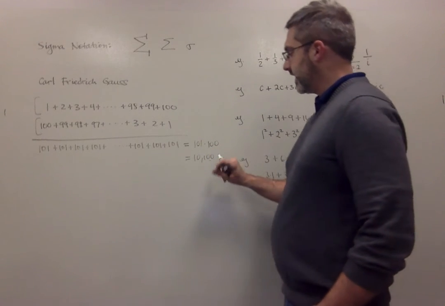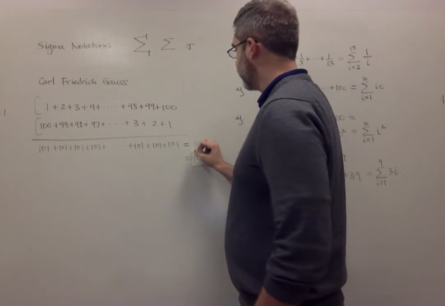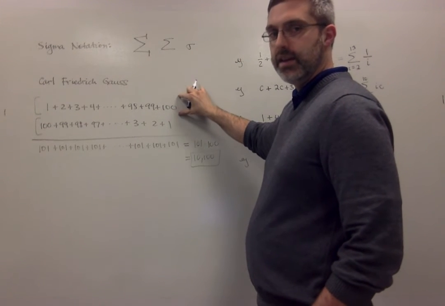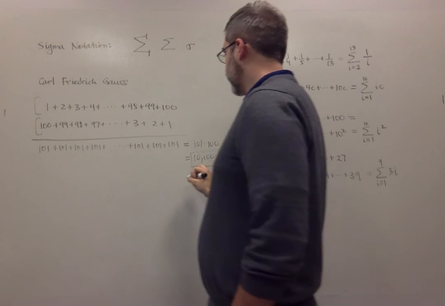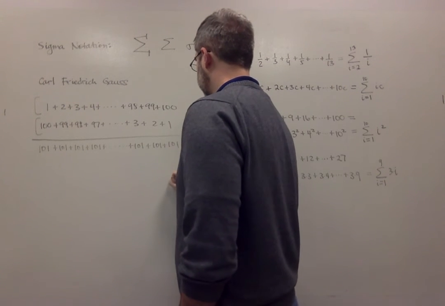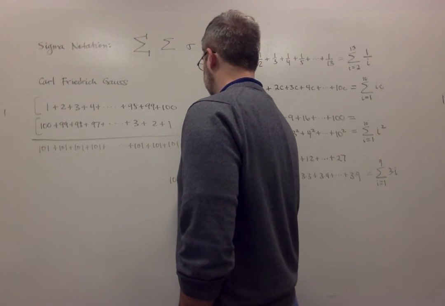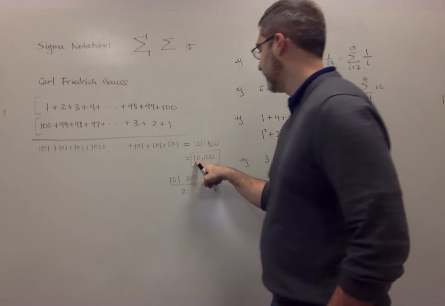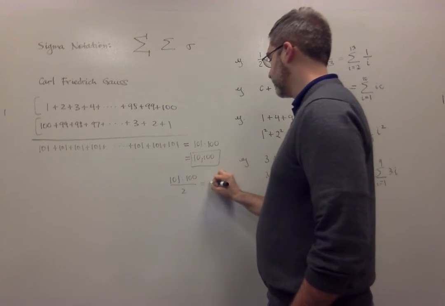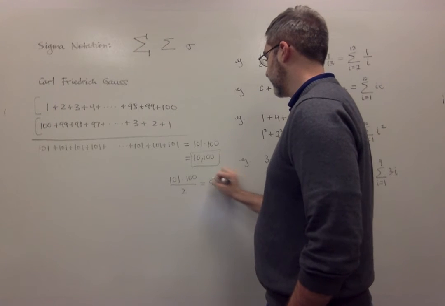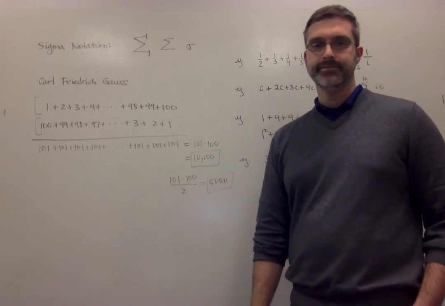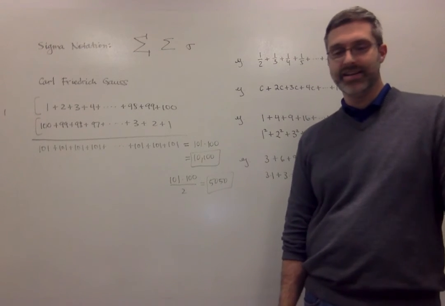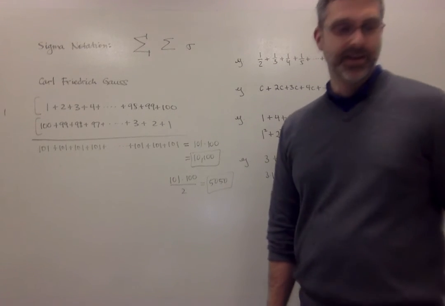But 10,100 represents two copies of this thing. So this thing here is only going to be half of that. In other words, it's going to be 101 times 100 over 2. So if I take 10,100 divided by 2, I get 5050. And that was the answer he turned in, which made the teacher furious, but would make me super excited.